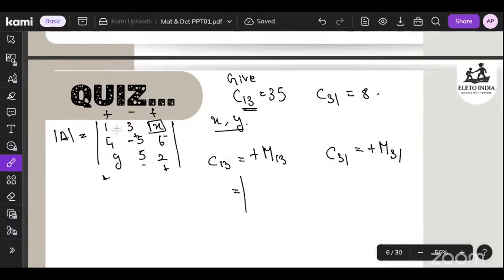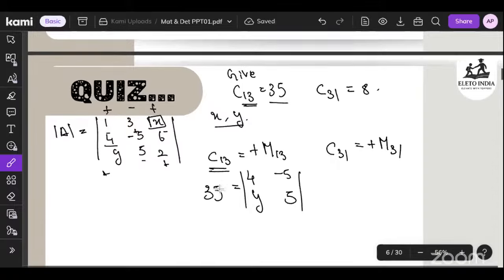We need to omit the rows and columns which contain the value 13. Okay, we need to neglect this term, so we neglect row 1 and then column 3. So we will be writing 4, -5, y, 5. And what is the value of C13? It is given as 35. We are going to solve this simultaneously.